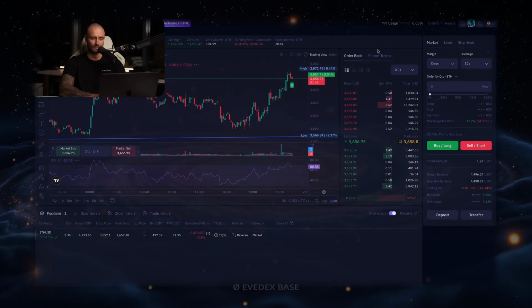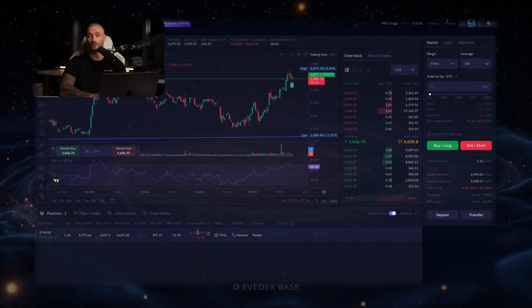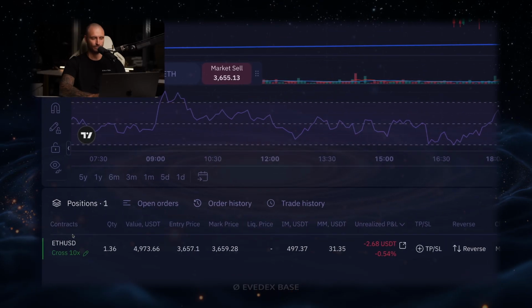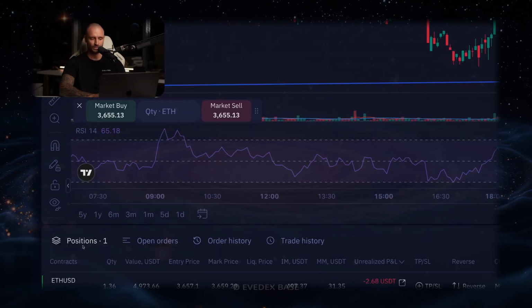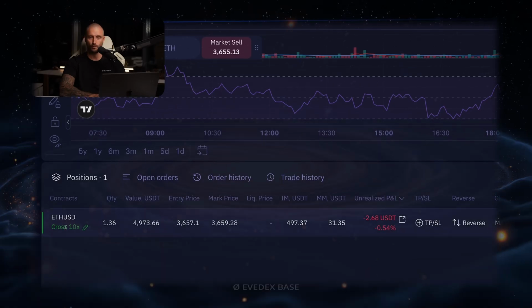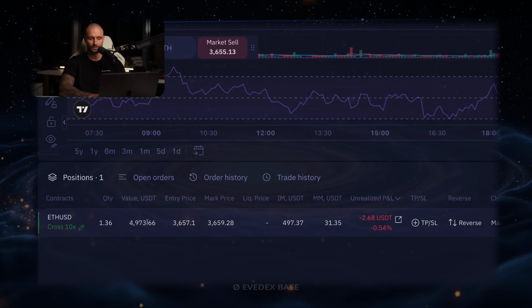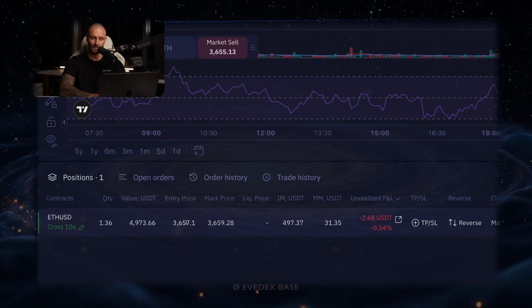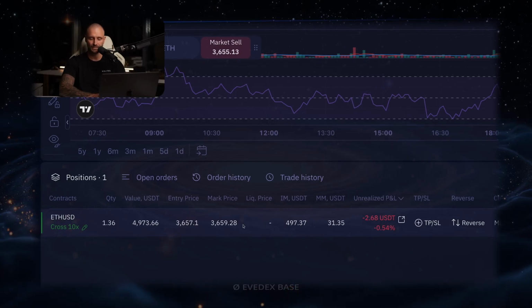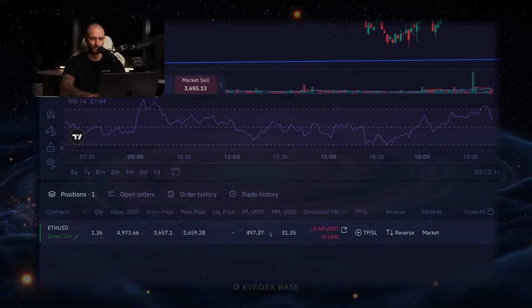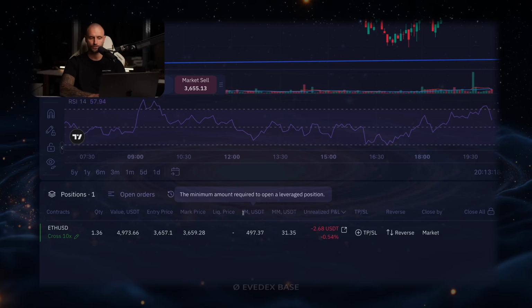Now, going forward, we have this trade here. I'll first talk about how to manage this trade. Down here, when you see your positions, you see the instrument, where you've opened the trade. You also see the quantity in terms of Ethereum. You see the value of the trade. You see your entry price. You see the market price. You see the liquidation price in case you've entered with wrong risk and money management. And then you see your internal margin.